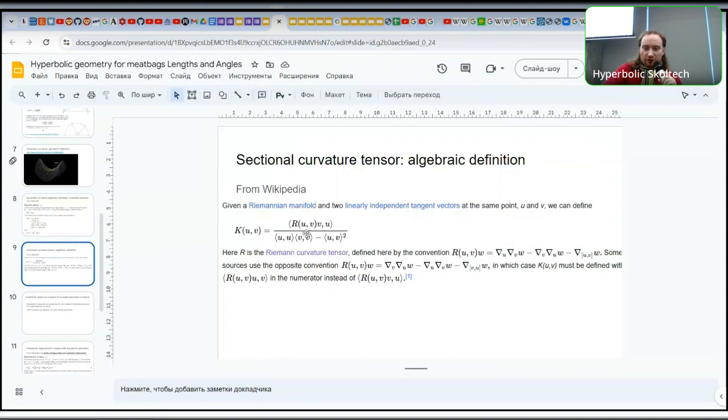Then sectional curvature is computed for two directions, for tangent vectors, with formulas like this. Okay, so this is a very computational topic. I highly recommend you just take differential geometry classes and learn to compute this by yourself.